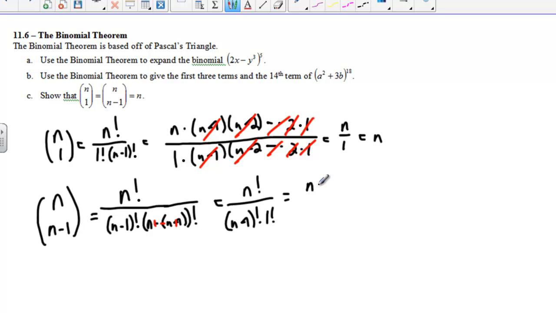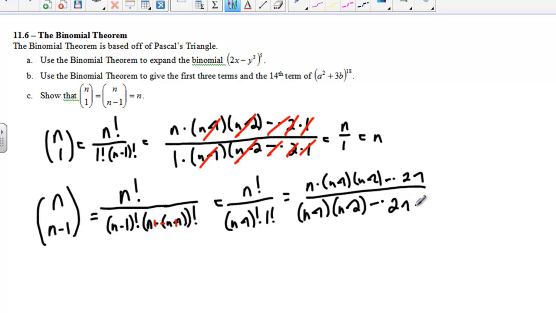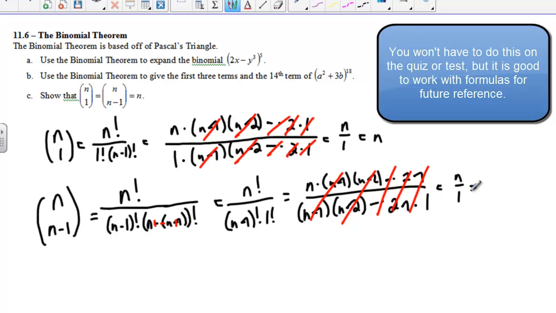So n factorial is n times n minus 1 times n minus 2 dot dot dot to 2 times 1 over n minus 1 n minus 2 dot dot dot 2 times 1, and then that extra 1. Get out the red pen. N minus 1's, n minus 2's, dots, 2's, and 1's all cancel. You're left with n over 1, which is just n. And there's what we have.